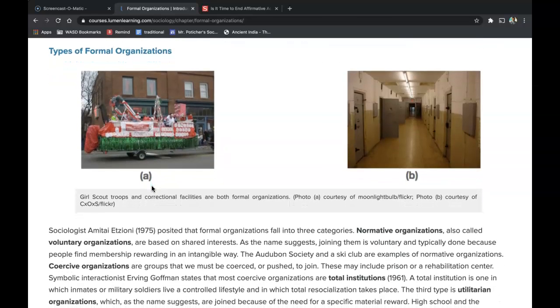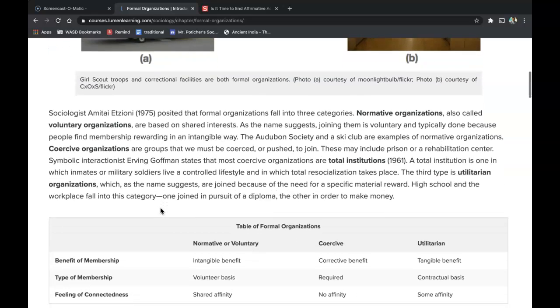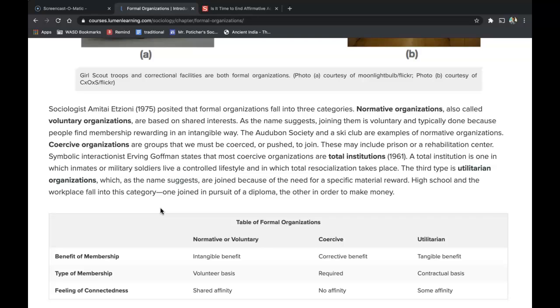Look at this example down here. Types of formal organizations: Group A, Group B. Girl Scout troops and correctional facilities are both formal organizations. But of course, when we dig deeper, there are differences between the two. Sociologist Amitai Etzioni posited that formal organizations fall into three categories.